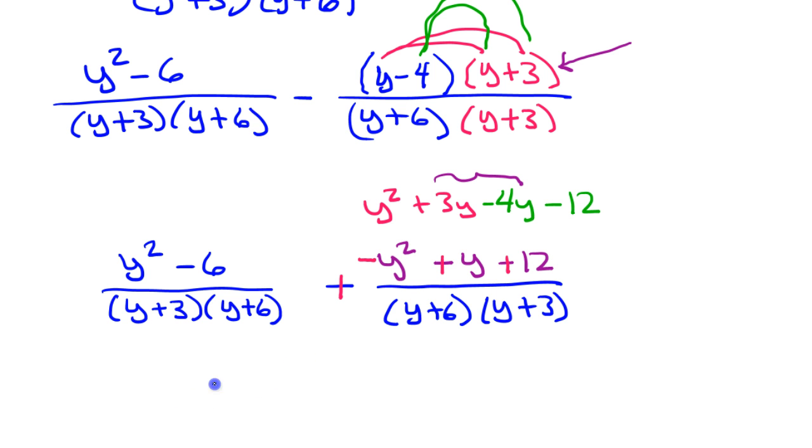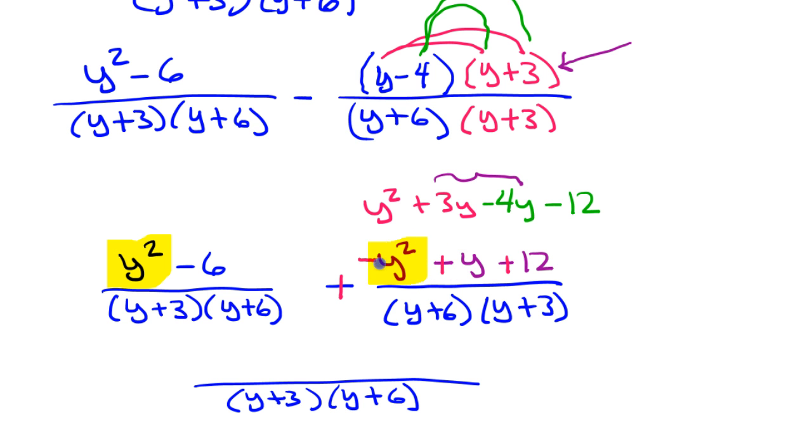Okay, so my denominator is going to be this common denominator of y plus 3 times y plus 6. There's my denominator. Now I'm combining like terms just straight across here. What do I have? Y squared and negative y squared, those are like terms. Well, those are just going to cancel each other out. Alright, 1 and negative 1 is 0. So these are gone.